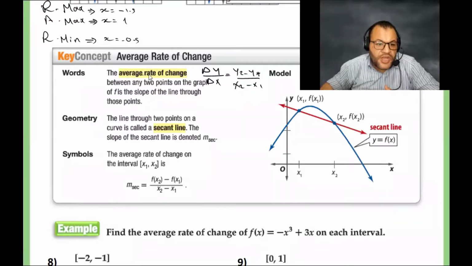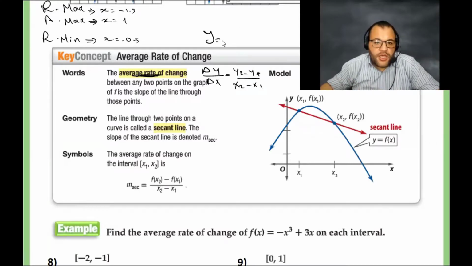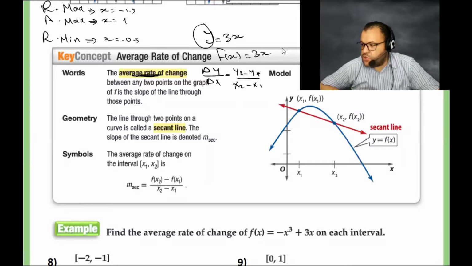If you want to talk about the average rate of change for a function, what is the difference between the equation and the function? In the equation, we say that y equals 3x. But for the function, we just replace y with f of x, so f of x equals 3x. So all you have to do is replace y with f of x.